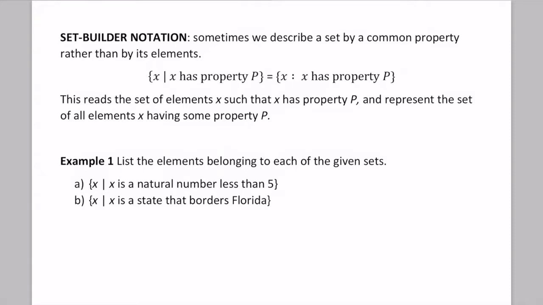Set builder notation. Sometimes we describe a set by a common property rather than by its elements themselves. This reads, the set of elements X such that X has property P, and represents the set of all elements X having some property P. So let's do the first example.